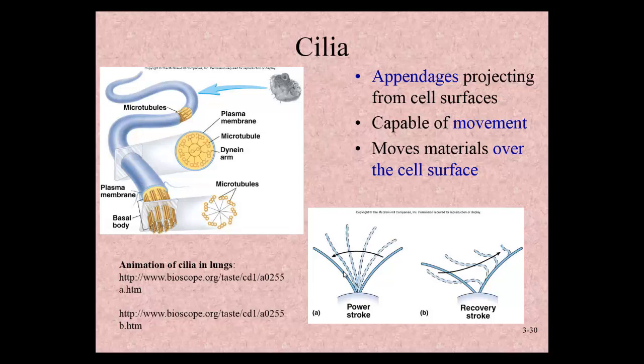So cilia are small, short extensions. There are numerous cilia on the surface of our cells that line our respiratory tract, the upper respiratory tract specifically, and again it helps to move mucus and protect those airways.